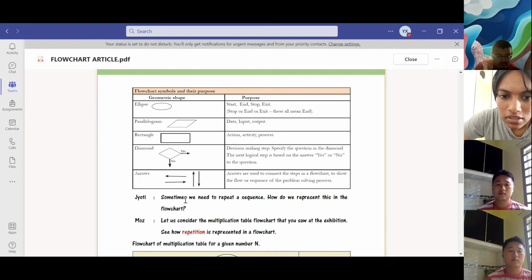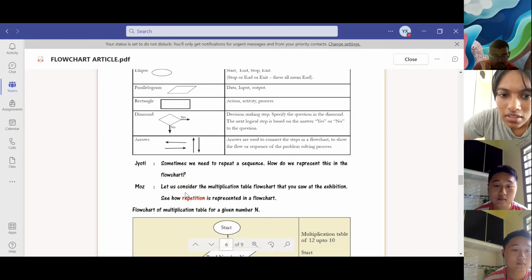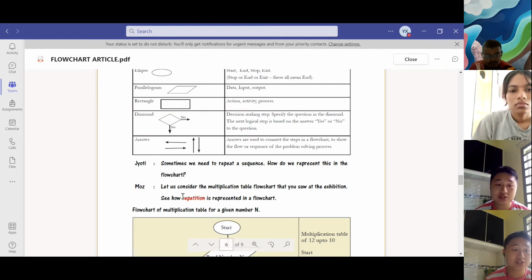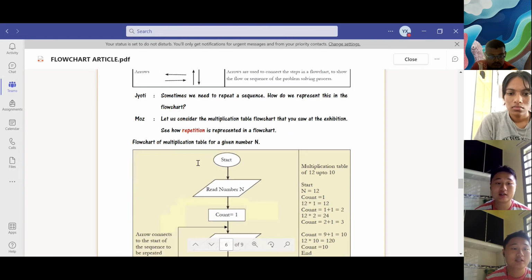Sometimes we need to repeat a sequence. How do we represent this in the flowchart? Let us consider the multiplication table flowchart that you saw in the exhibition. See how repetition is represented in the flowchart. The flowchart for the multiplication table for a given number n.